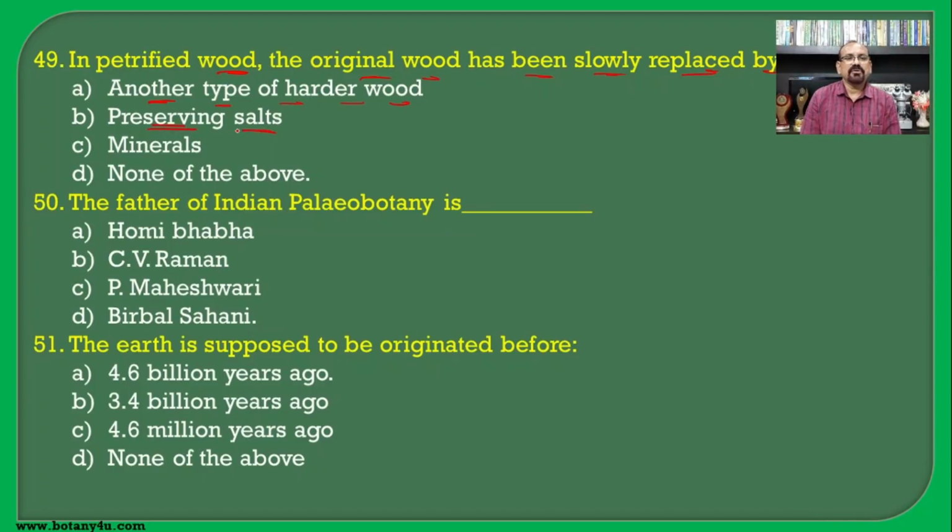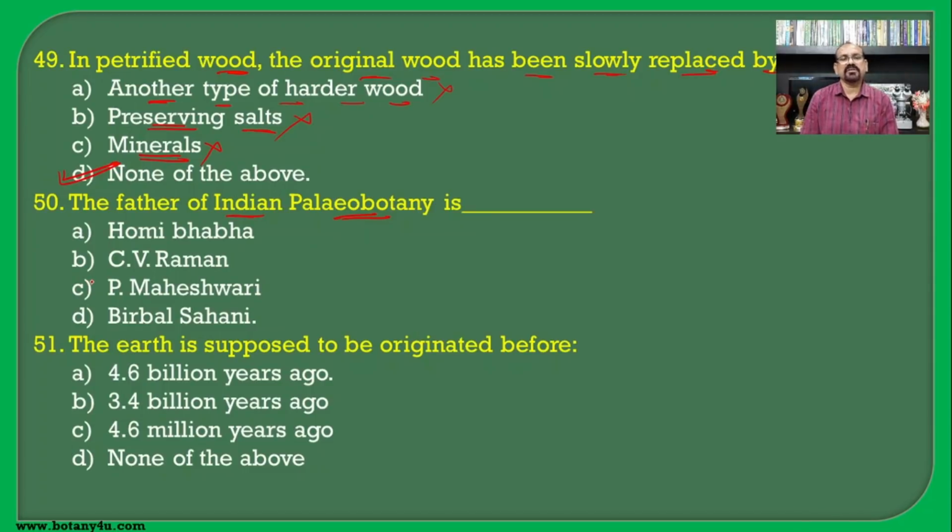Then "preserving the salts": there is an infiltration or replacement of different minerals, silicates, carbonates, etc. So this is also the wrong one. In this way all three are wrong, and hence none of the above becomes the answer, because during petrifaction there is a replacement of the organic matter by different silicates and carbonates, and the structure is preserved.